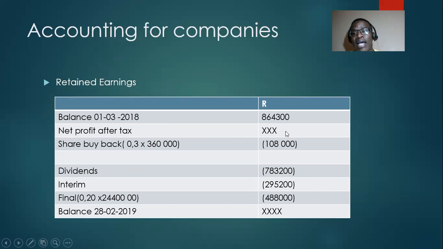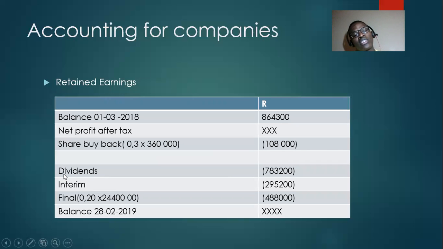Net profit after tax, for the purpose of this lecture, we are not determining it. Why? Because there were adjustments that we have not covered in our lectures, right? Then there's a share buyback. Remember, we said share buyback reduces your retained earnings, and what reduces it is that extra amount that the company paid to a shareholder. We said the company paid 0.30 cent extra to the shareholder when it bought back those shares, and there were 360 shares bought. So it means 108,000 is going to reduce your retained earnings.